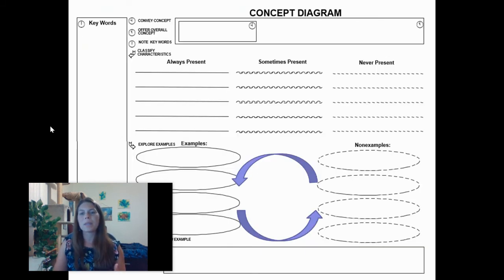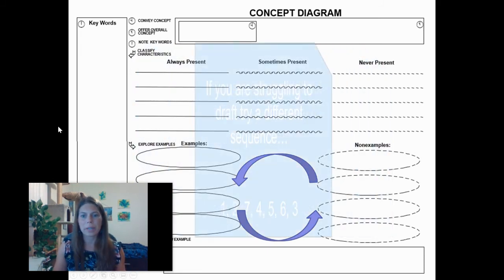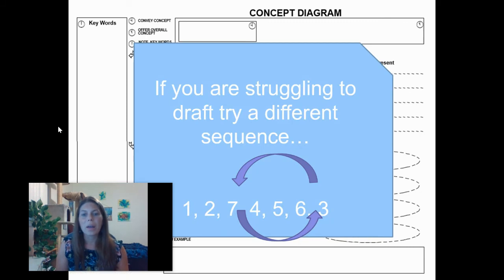Finally, sometimes this can get a little bit tricky and you might need to try a different sequence. We even have a device that puts the examples before the characteristics because sometimes that's an easier way to draft depending on how you're thinking about the ideas. Remember, you always want to co-construct this with your students.